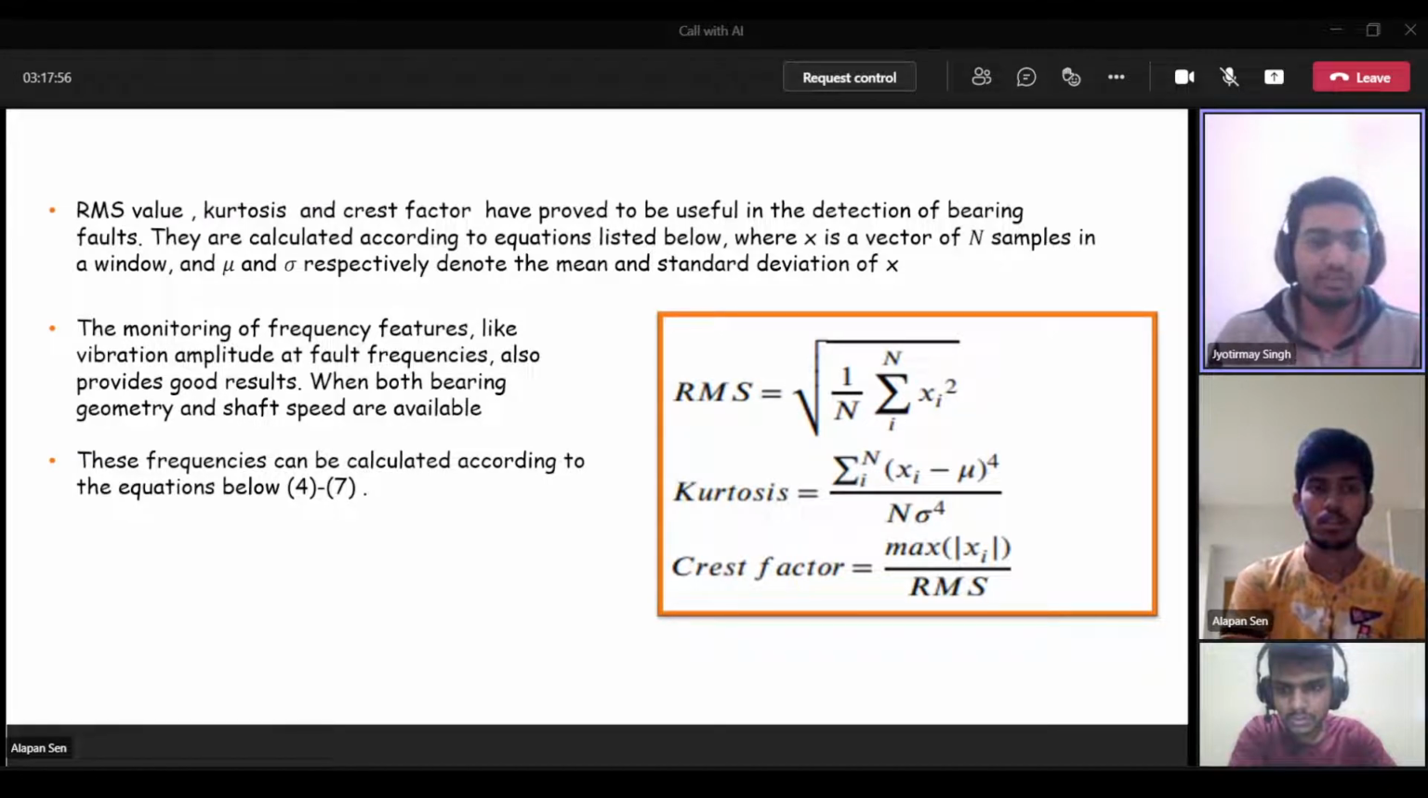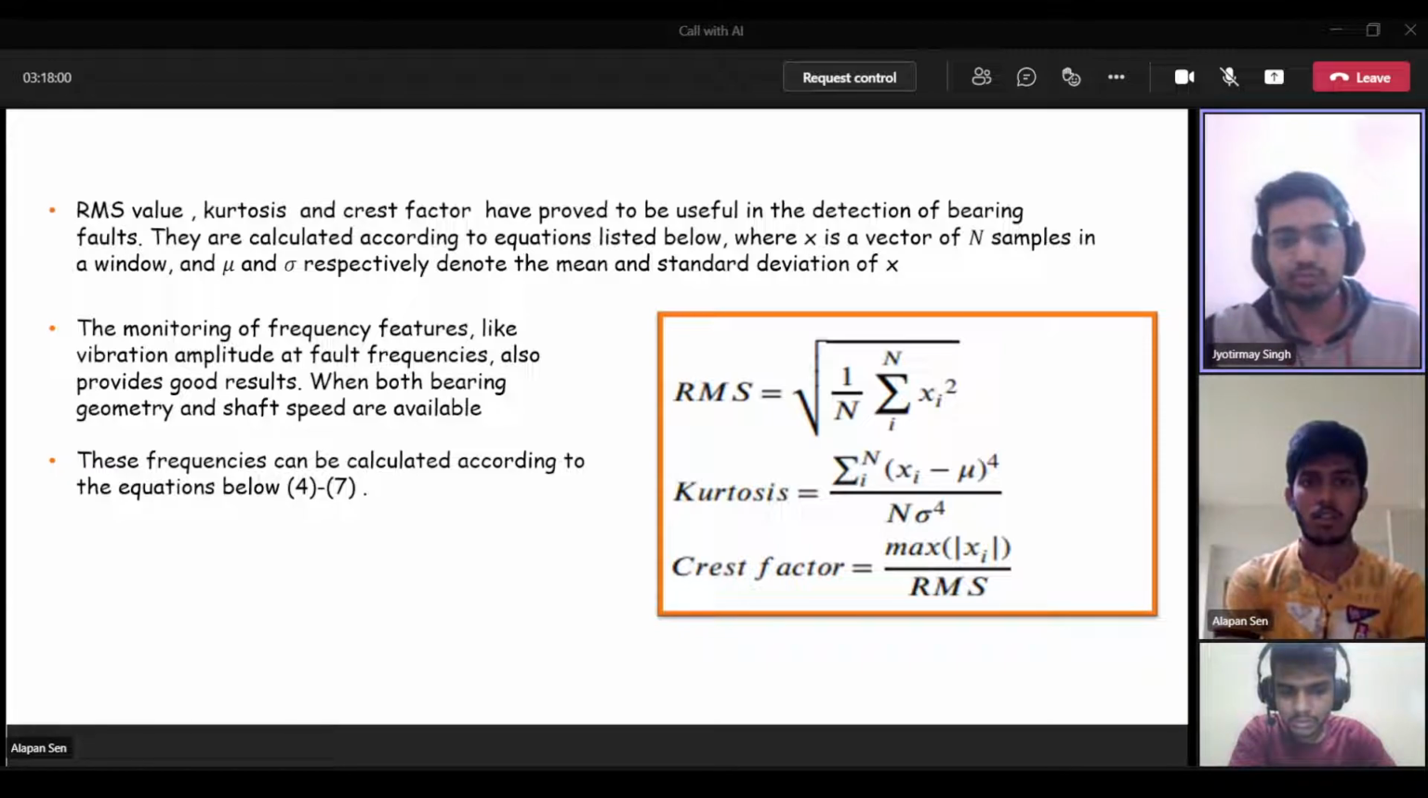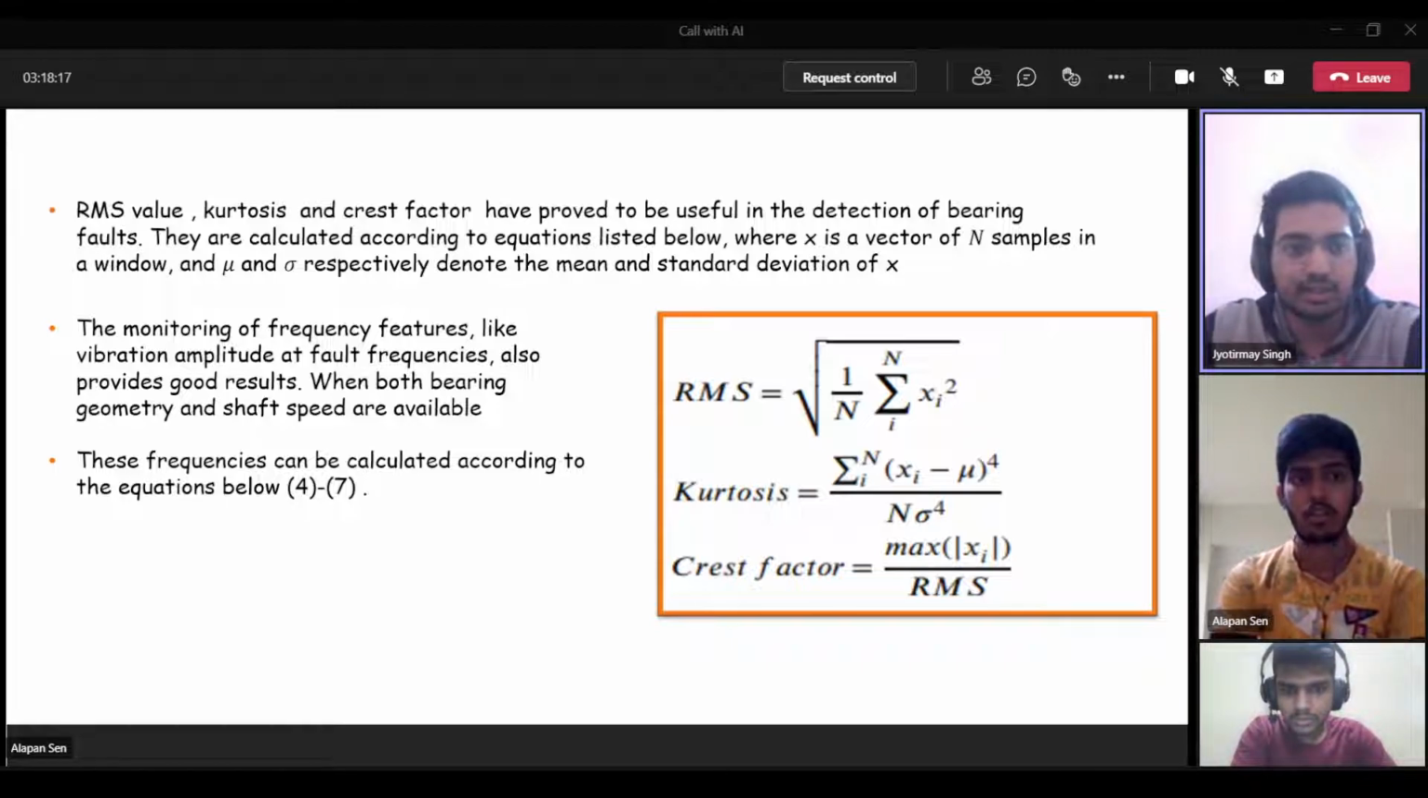So we can find the RMS value, kurtosis, and crest factor have proved to be useful in the detection of bearing faults. They are calculated according to the equations which are given here: RMS, kurtosis, and crest factor. And let's say x is a vector of n samples in these three equations, and mu and sigma respectively denote the mean as well as the standard deviation of x.